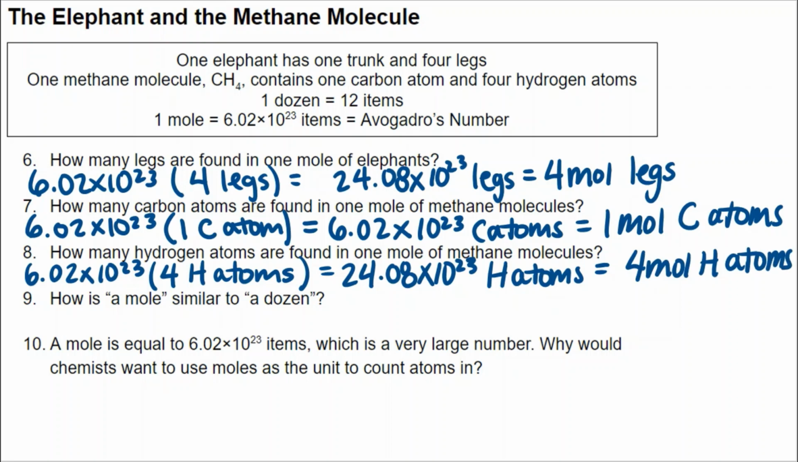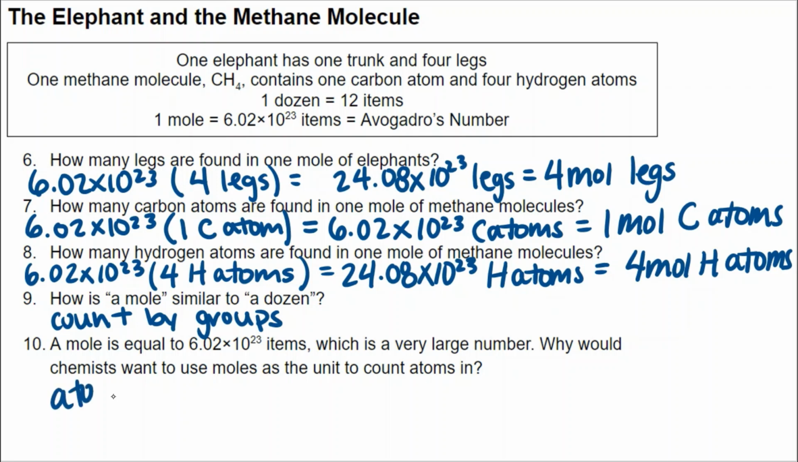So how is a mole similar to a dozen? They both allow us to count by groups. So you can count eggs, 1 egg, 2 egg, 3 egg, or you could count them in groups, 1 dozen, 2 dozen, 3 dozen. We can count by atoms, individual atoms like eggs, or we could count by moles of atoms. So a mole is equal to 6.02 times 10 to the 23rd items, which is a very, very large number. Why would we want to use that to count atoms with?